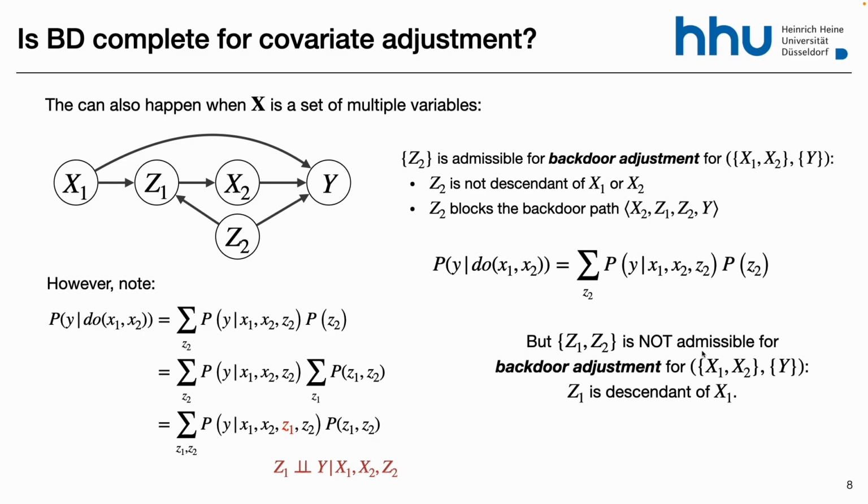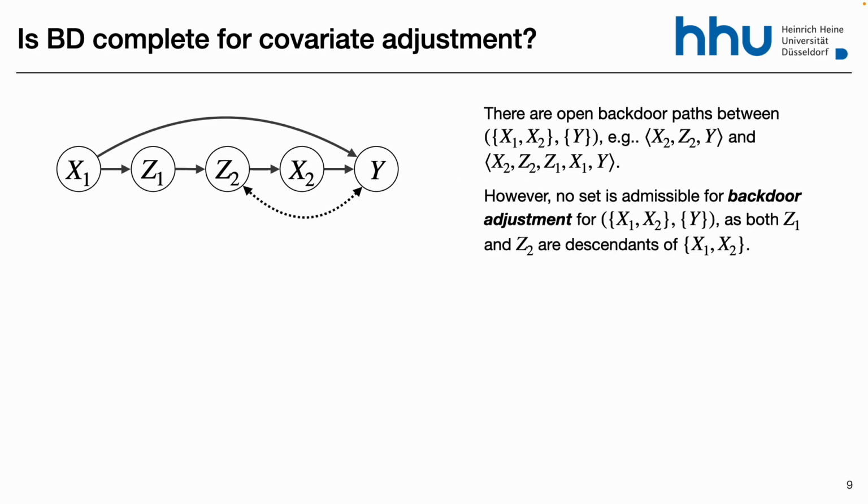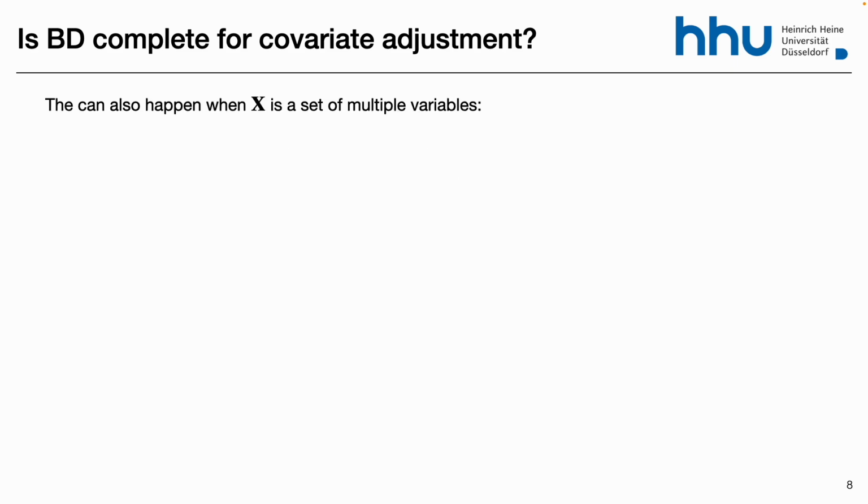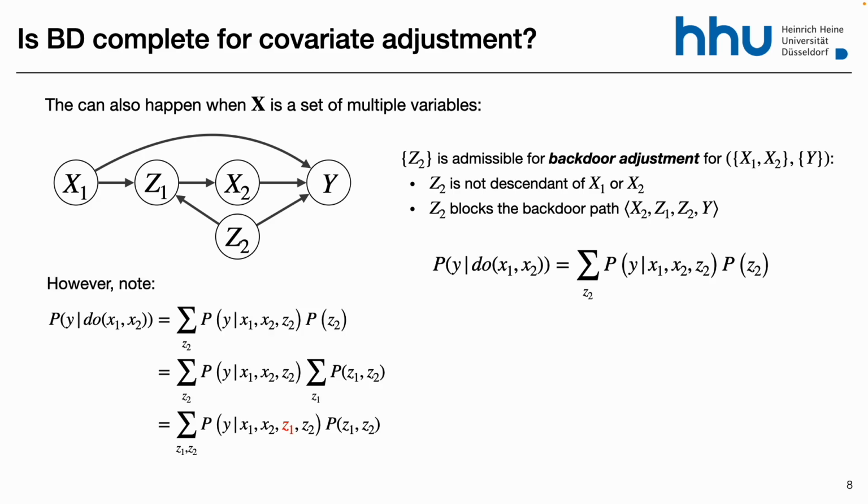So it's not admissible for backdoor adjustment, but it is for adjustment, right? It's not for backdoor adjustment because Z1 was a descendant of X1. However, we can actually compute the effect through this formula here, where Z1 and Z2 are making the adjustment of the probability, the first conditional here.